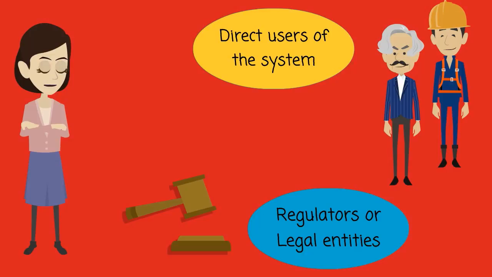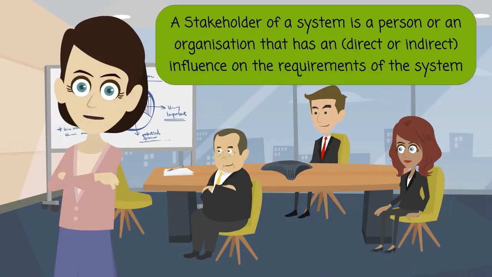These types of stakeholders can include people from related business areas or even external parties that need to be considered. An example of an external stakeholder in the context of the human resources system would be the government policies around employee rights and regulations. Therefore, in summary, we can define a stakeholder of a system as a person or an organization that has a direct or indirect influence on the requirements of the system.